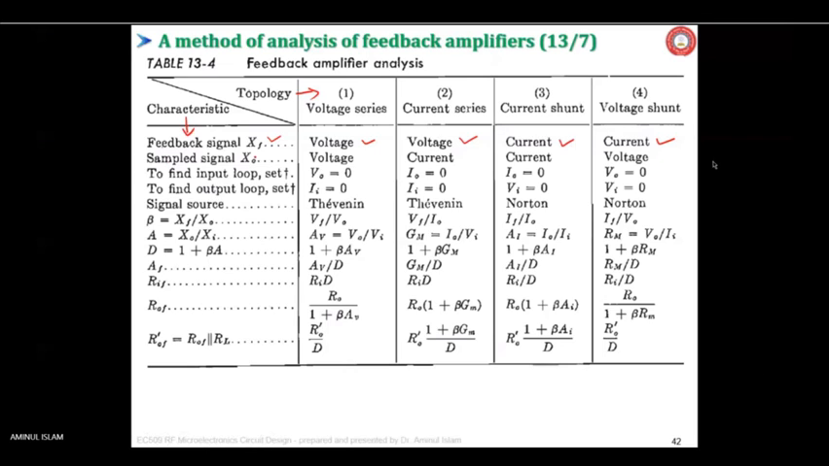Okay, the sampled signal Xo is whatever you are sampling from the output of the feedback network. Okay, a total system. So Xo is equal to voltage for the voltage series feedback network. The same way, Xo equals current in case of current series, current in case of current shunt, and voltage in case of voltage shunt. Okay. Similarly, try to remember the other parameters. This table is important for you because many questions will be asked from there. Okay, I am not going to tell all of it further.